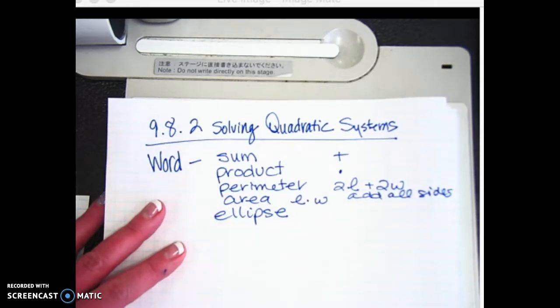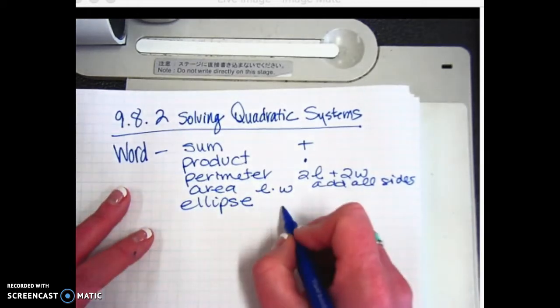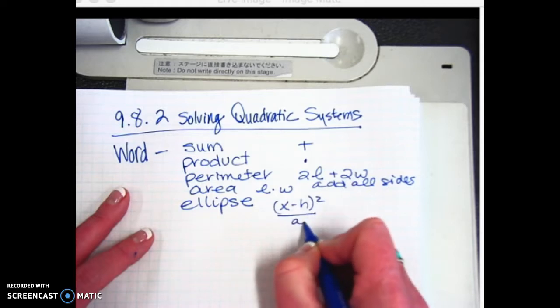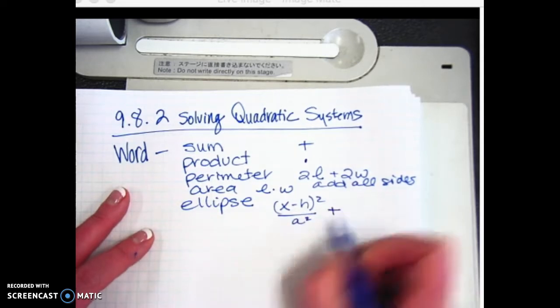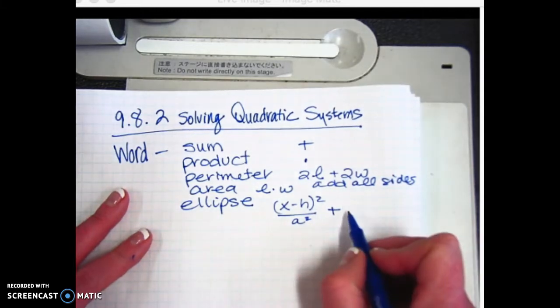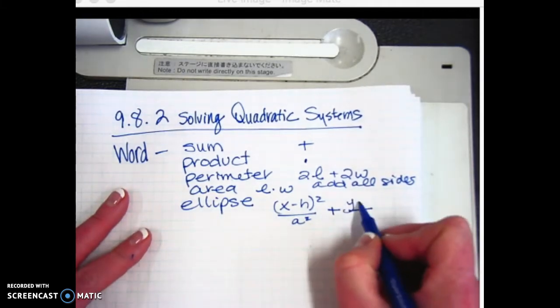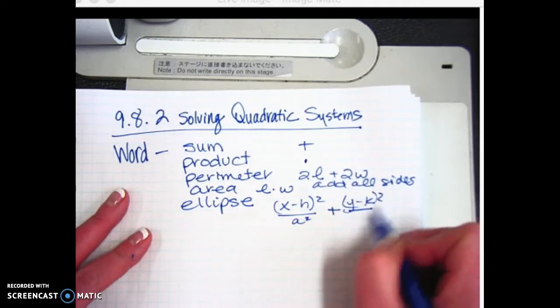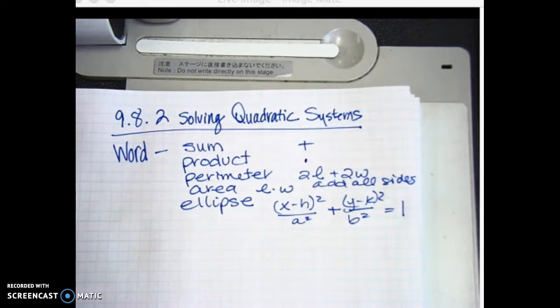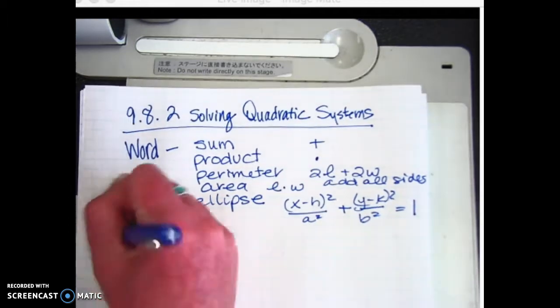And if you need the equation of an ellipse, you're going to do x minus h squared over a squared plus, remember because it's the ellipse, the two terms like each other, so you're going to kiss, y minus k squared over b squared equals 1. So we're going to do one example problem together.